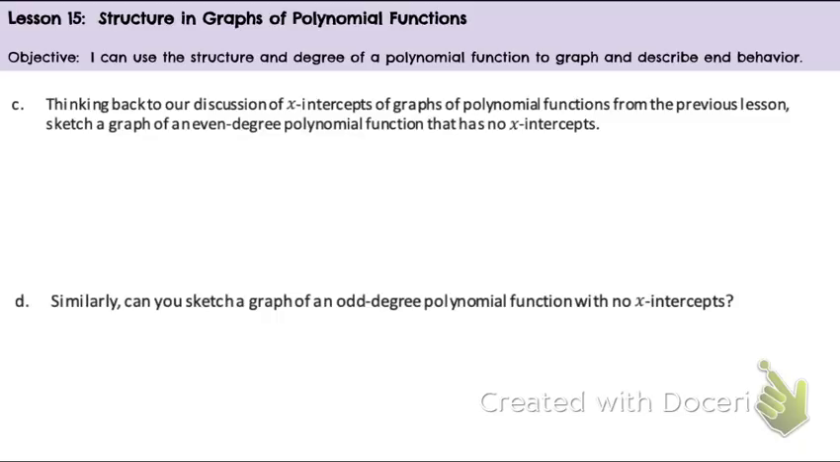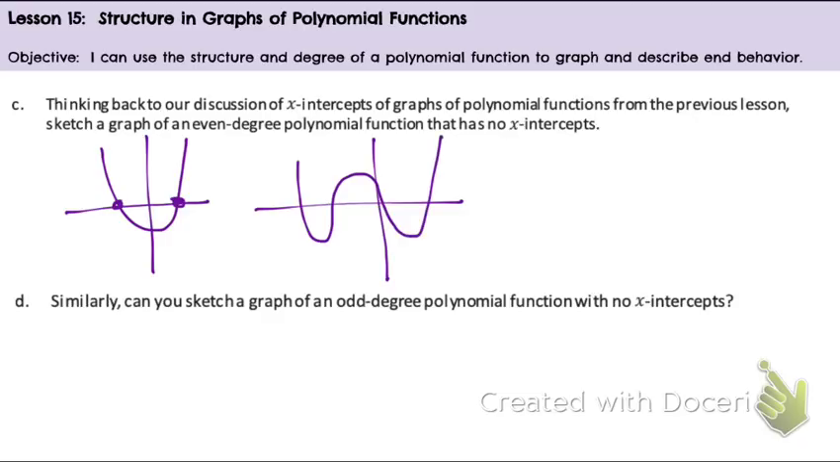Okay, question C. It says, thinking back to our discussion of x-intercepts of graphs of polynomial functions from the previous lesson, sketch a graph of an even degree polynomial function that has no x-intercepts. So I'm going to give you a hint. Here's one that does have x-intercepts. It's an even degree. Here's another one. Okay, it's got 1, 2, 3, 4 x-intercepts. Is there any way you could adjust this so it has no x-intercepts at all? It's got to be an even degree one.